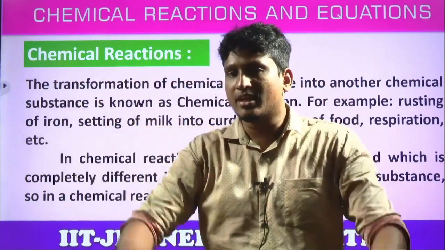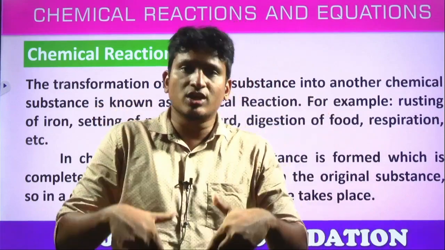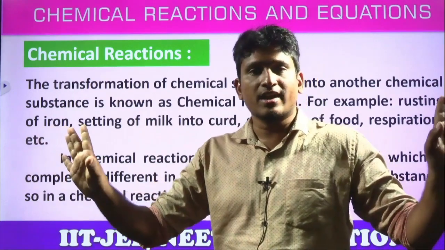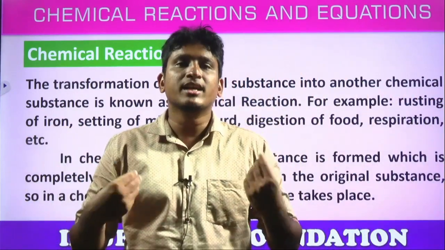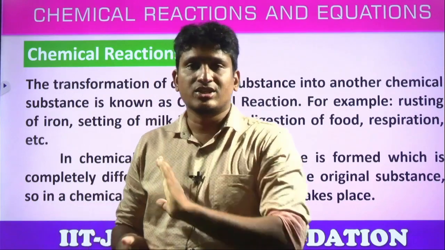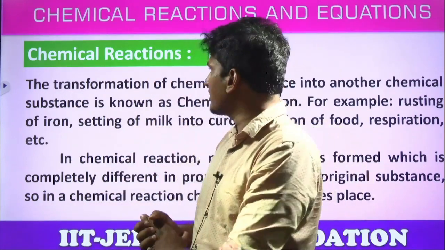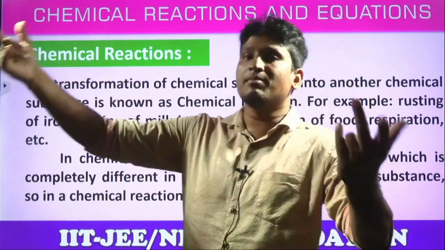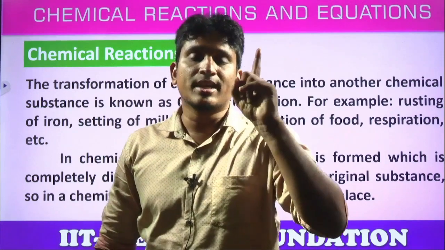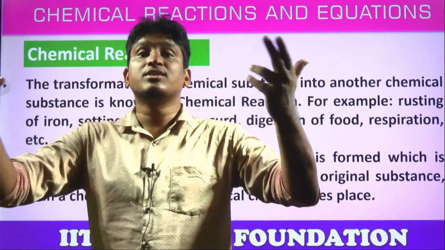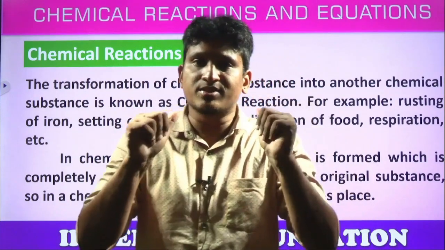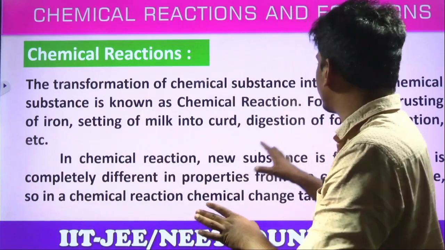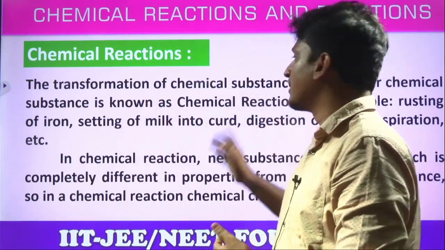So how can you define a chemical reaction? The representation of a chemical change is called a chemical reaction. Understood? Got the clarity, students? The representation of a chemical change is called a chemical reaction. So in this chemical reaction we have an introduction: the transformation of a chemical substance into another chemical substance. During chemical changes, a new substance is formed. Why a new substance? Because the chemical formula is changing. So the transformation of chemical substances into another chemical substance is known as a chemical reaction.